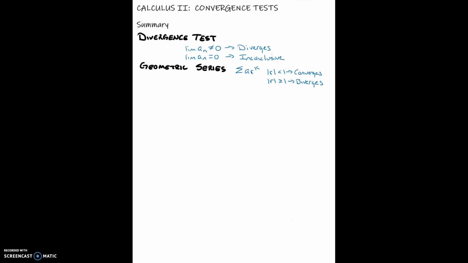If the series is not geometric, the next thing I look for is a p-series. This is another easy one to identify. The terms of the series look like 1 over k to the p. In this case, if the p value is greater than 1, the series converges. And if the p value is less than or equal to 1, then the series diverges.